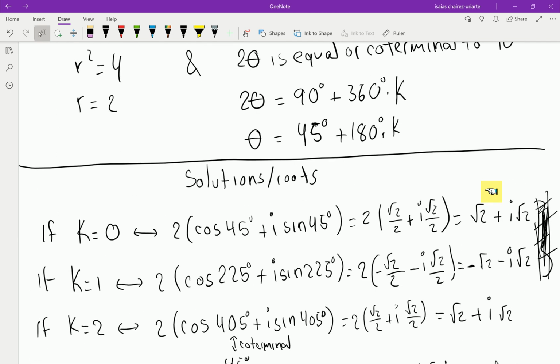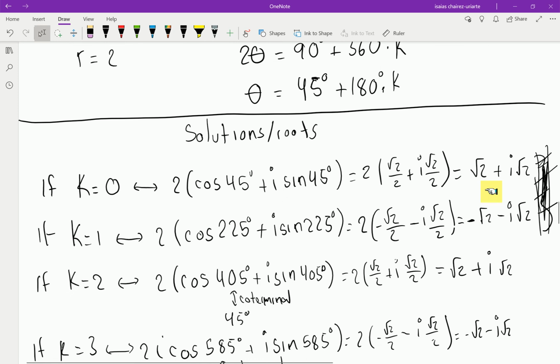So now look at what happens here. If k is equal to 0, I'm going to have 2, because that's my radius, 2 cosine of 45 plus i sine of 45, because remember, k is 0, so 180 times 0 is gone. So cosine 45 plus i sine 45, well, that's 2 times square root of 2 over 2 plus i root 2 over 2, and if you distribute the 2, then that's just square root of 2 plus i square root of 2.